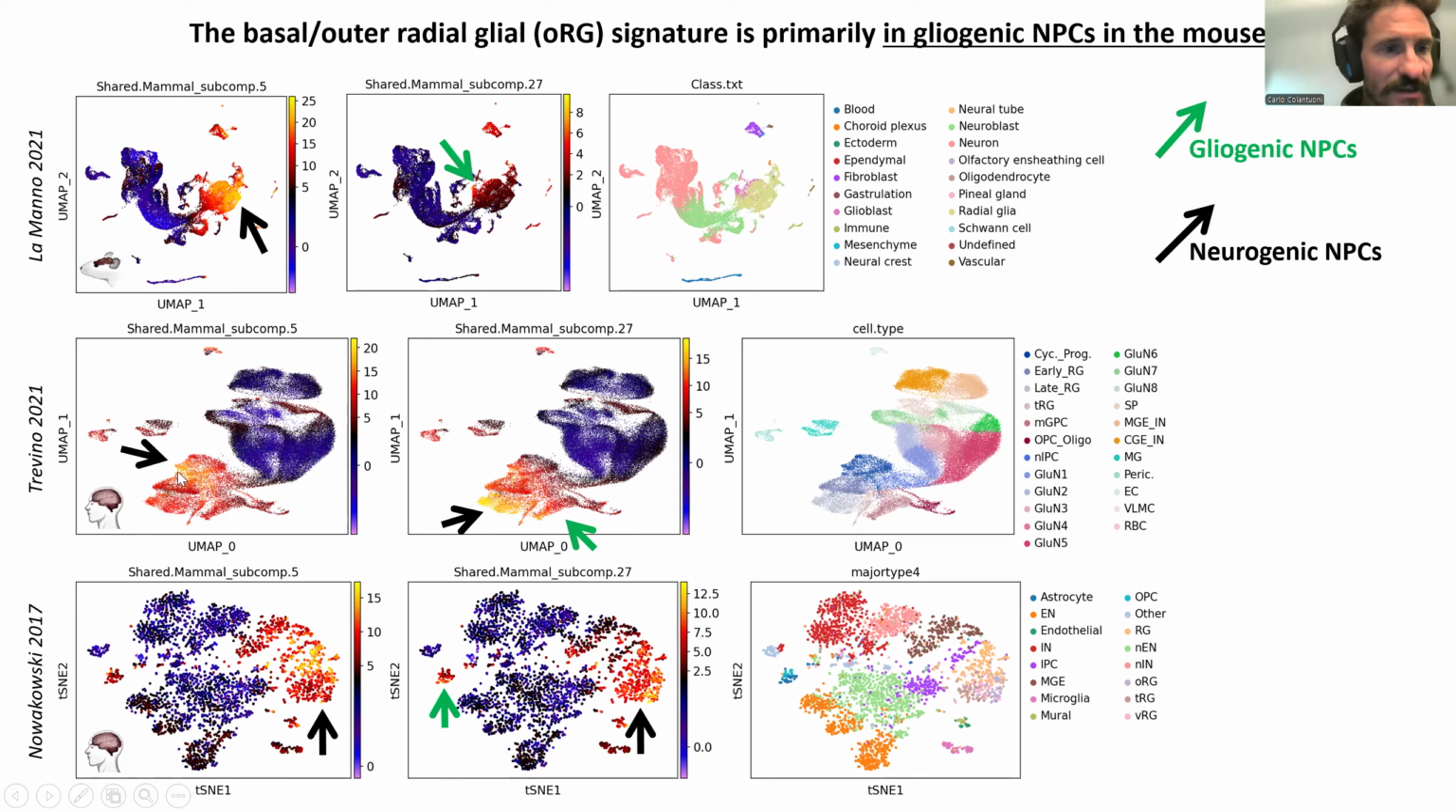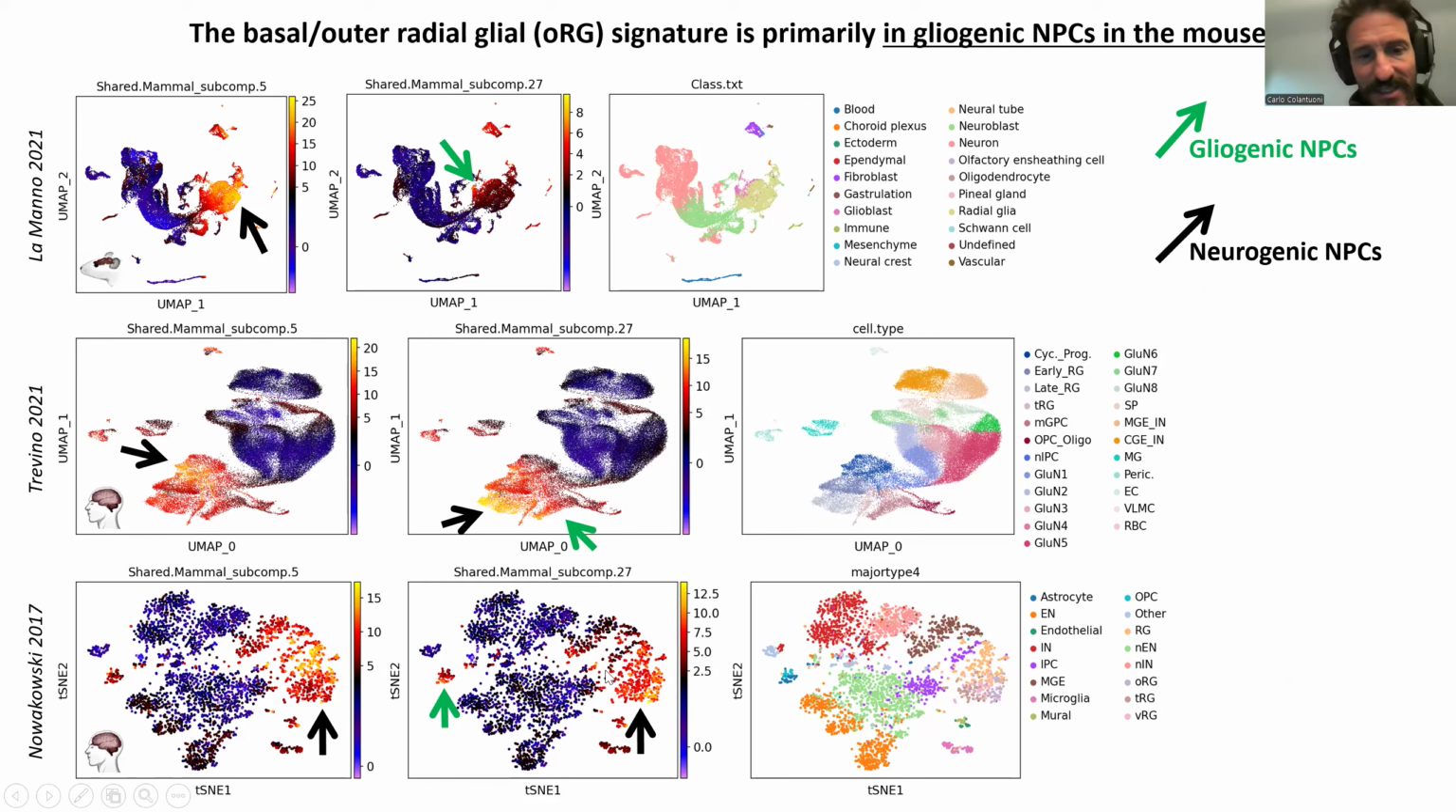In the human, however, here's the early radial glial signature expressed highest in dividing radial glia. Here, the outer radial glial signature is expressed most highly in here. They did not make any outer radial glial calls in the Trevino data set. This is what they called late radial glia, which is probably a lot enriched in outer radial glial type signatures. And also there are the gliogenic progenitors over here. So it is expressed in gliogenic progenitors in the human, but not specifically so. It's actually peaking in the neurogenic progenitors in the human, where it's clearly peaking in the gliogenic progenitors in the mouse.